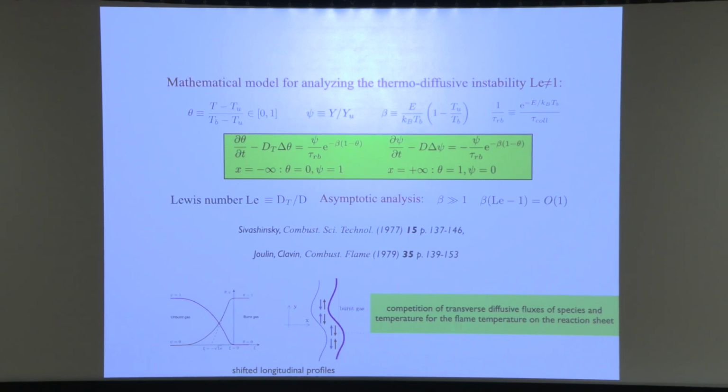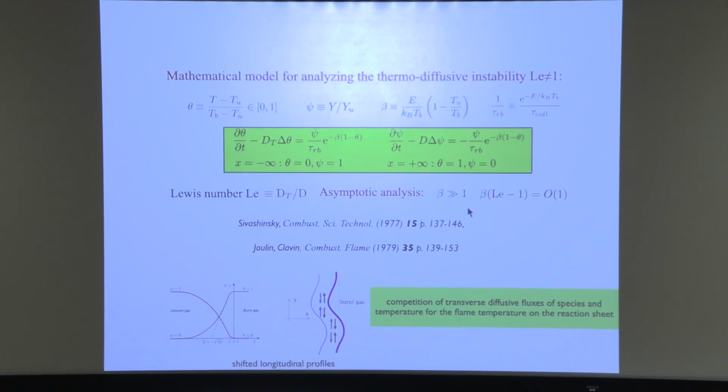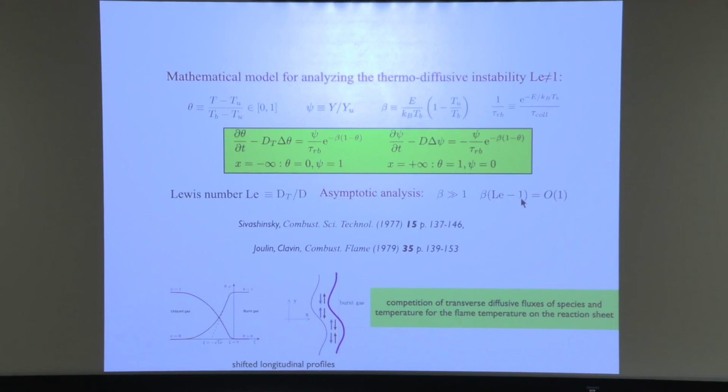So here are the equations. Here you define the Lewis number. And now the asymptotic theory you are going to develop, and this is a crucial point, is that you are considering the difference of the Lewis number minus unity to be small, of order 1 over the large activation energy, in such a way that in the limit of beta going to infinity, this number here is a constant.